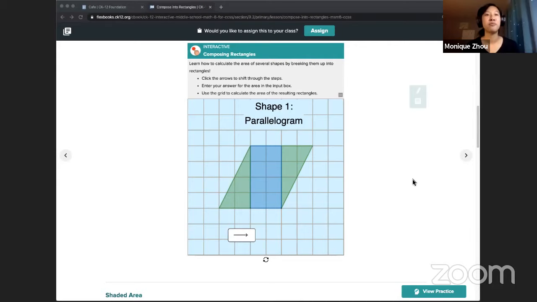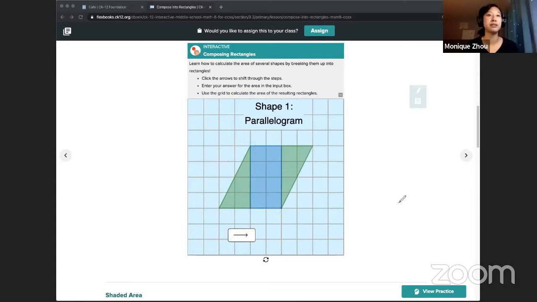So one of my thought processes is to look at this shape, and it looks like the interactive has a little hint for us. We have a blue rectangle right here, so we would be able to count the area of that, but then we have these 2 green triangles. So we might have to figure out a way to break them apart and rearrange them to make a rectangle. So I'm thinking using that triangle and maybe moving it over here next to the other triangle.